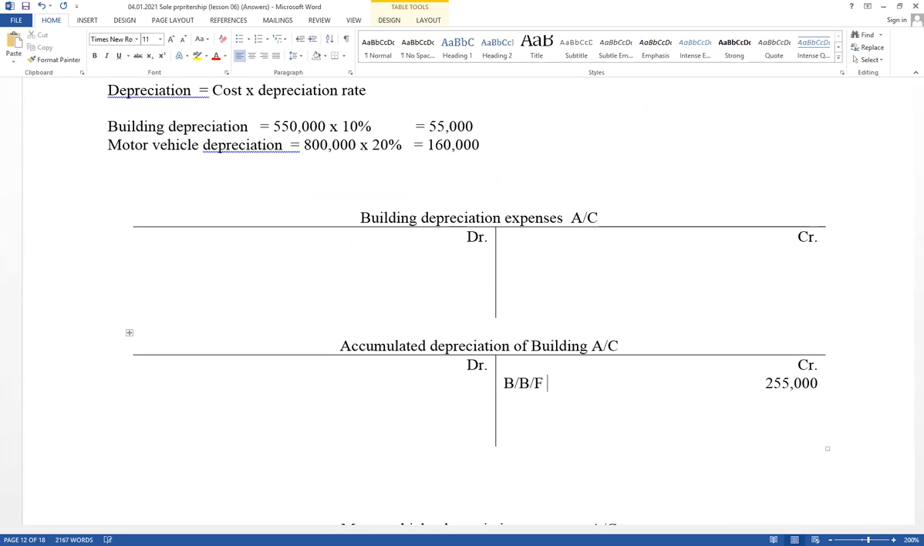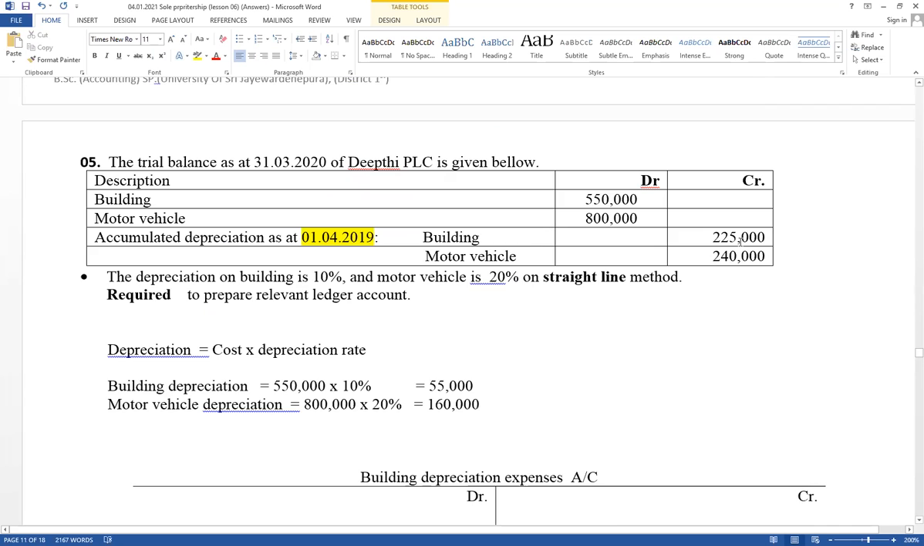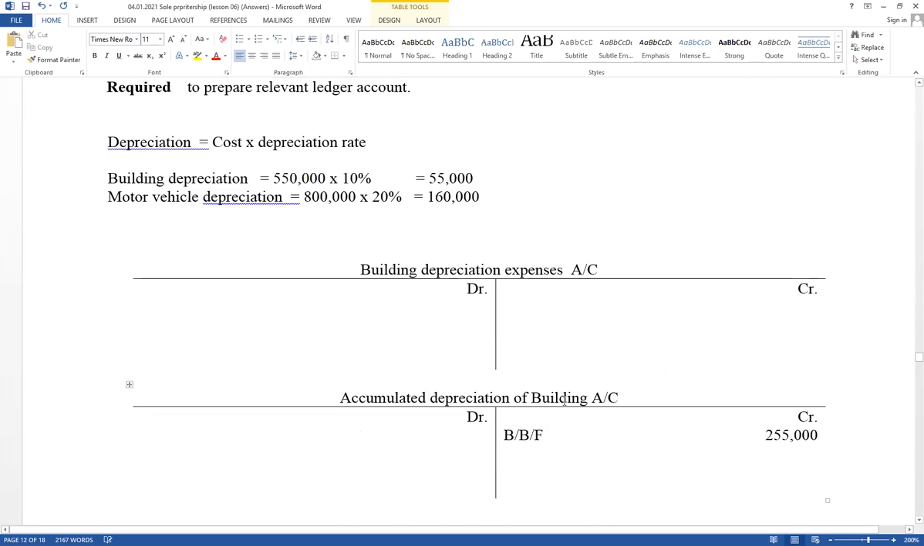Those are adjustments. Trial balance, it has given opening balance. Credit side in the accumulated depreciation account. Therefore, brought forward. Then think annual depreciation building. This is annual depreciation building. Building depreciation equal 55,000. What is a double entry? Depreciation expense account debit, accumulated depreciation account credit. Therefore, depreciation expense account debit 55,000. This is a value. And accumulated depreciation account credit 55,000. Therefore, building depreciation account debit as accumulated depreciation.